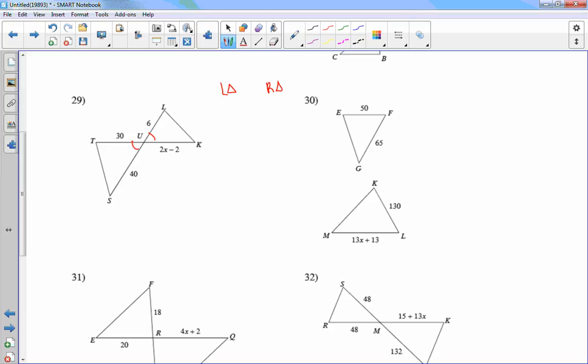Can we make a ratio? Do we have two different sides we know on the left triangle? What do we know, Johnny? I think look at the left triangle. There are two different side lengths marked. What are the numbers? On the left triangle. The left triangle is this triangle. 30 and 40.